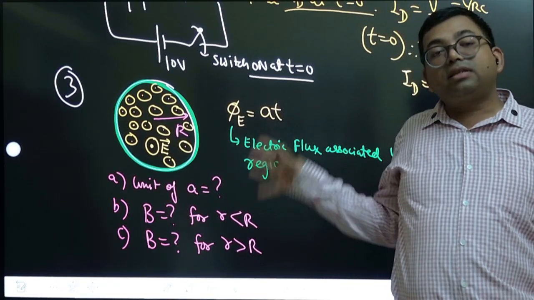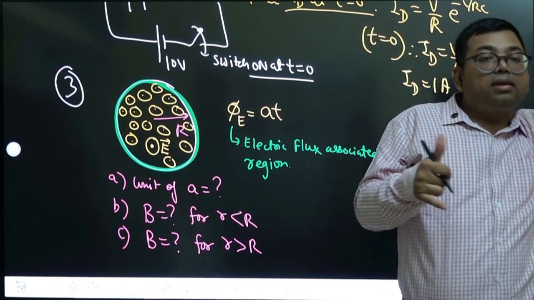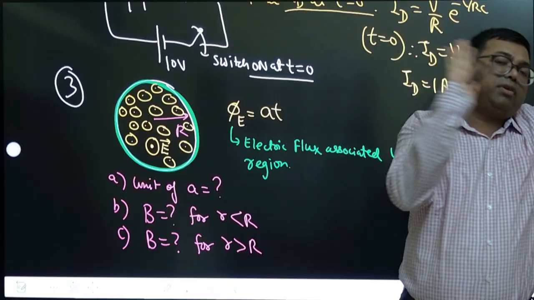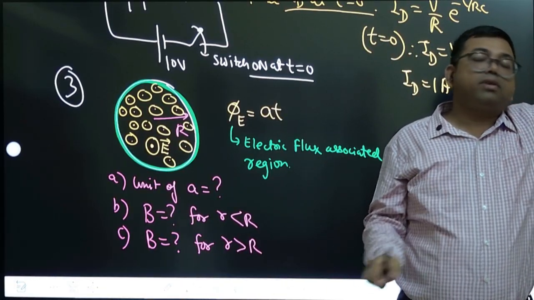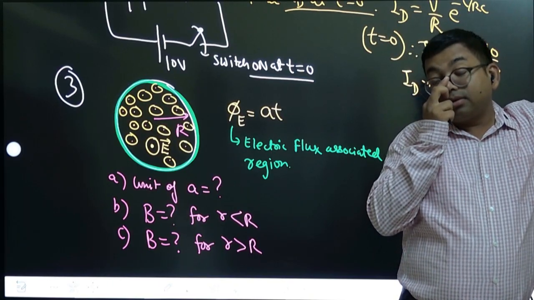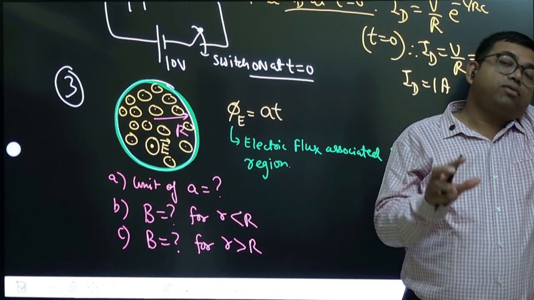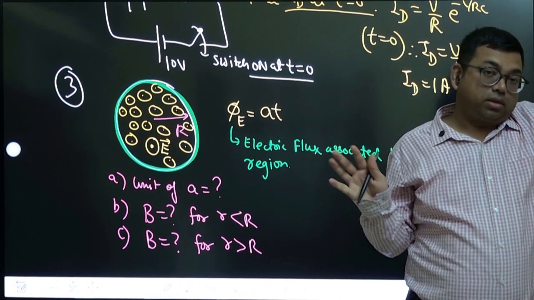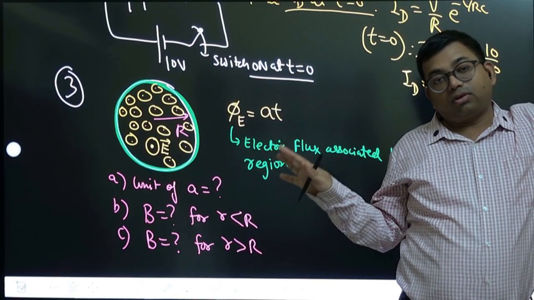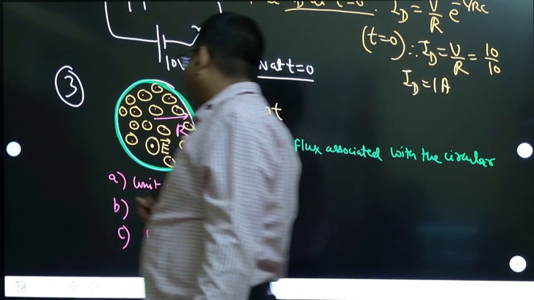The area of this region is limited, even if the electric field may be outside this region. In the question it is not very clear whether the electric field is present everywhere or only limited within that. They should mention it clearly, but I am assuming the electric field is only present within that. That's why I have taken dots only within it and not outside. Clear? This is one assumption I am taking.